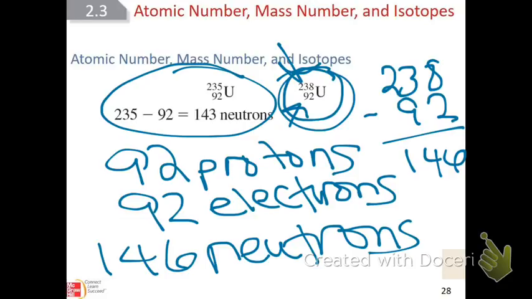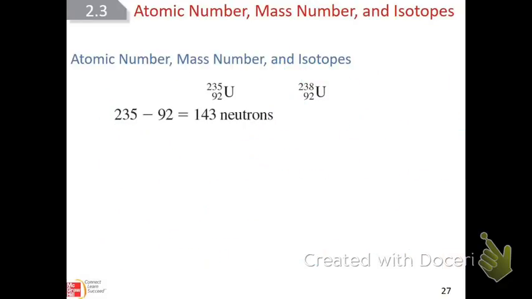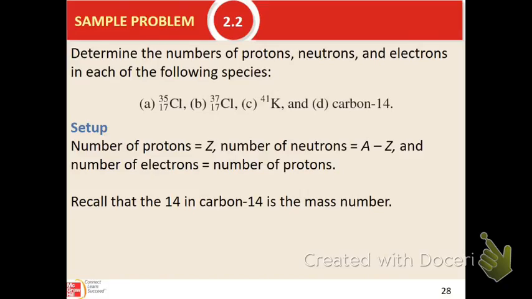All right? Now you're going to have some sample problems in your textbook, on page 47, I believe, that ask you to find the number of protons and neutrons that are in chlorine 35, chlorine 37, potassium 41, and carbon 14. So I'm going to let you do those. It shows you the answers, and it shows you how to set them up.